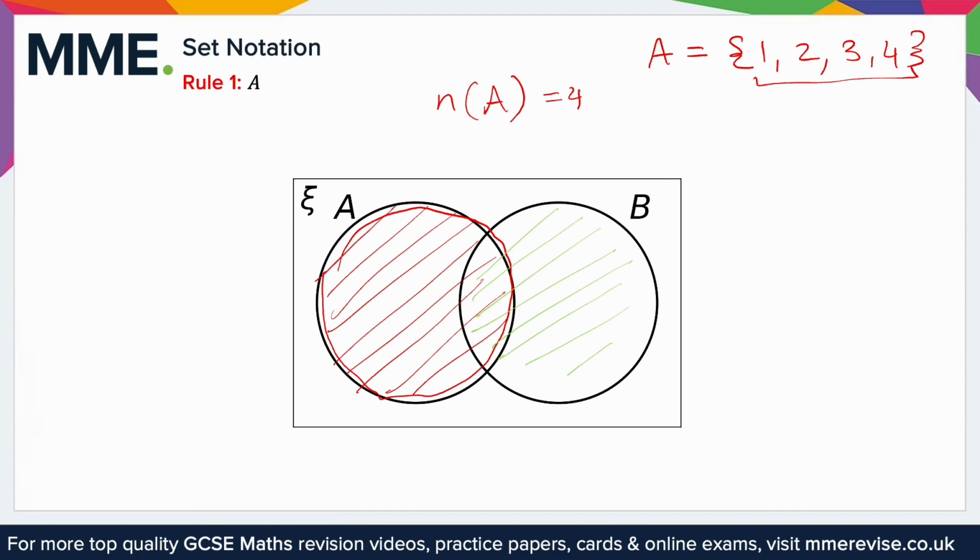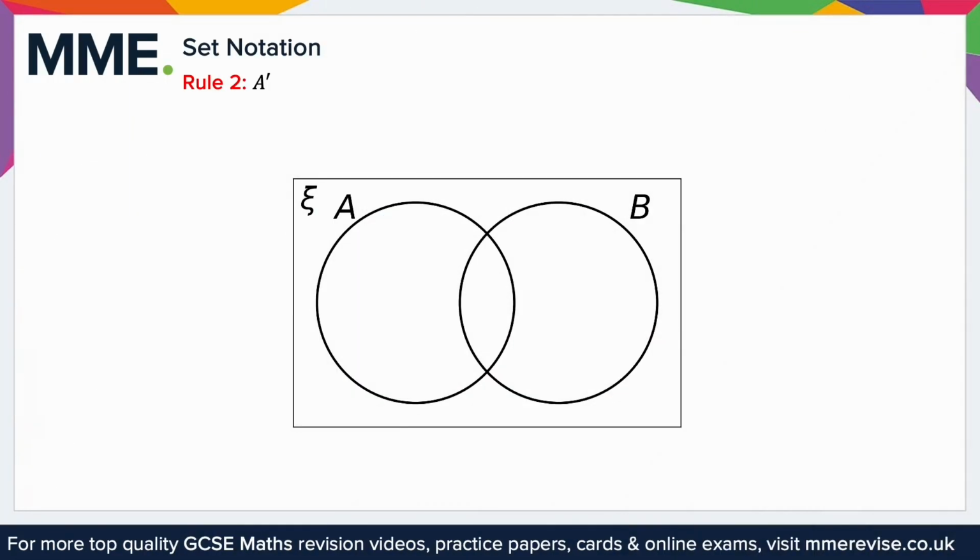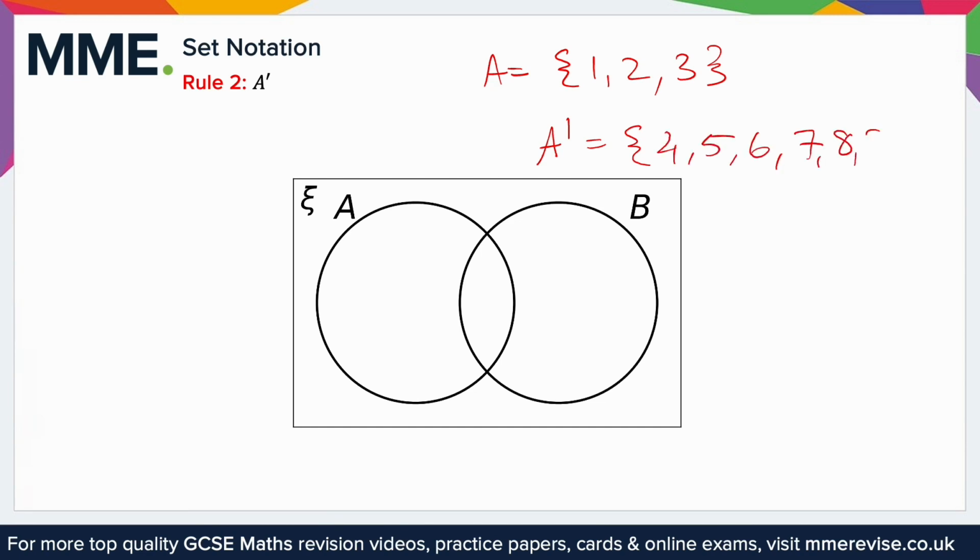A dash means everything that is not in A. The easy way to see this is if we decide that our set space is the numbers between 1 and 10, and we decide that A is the numbers 1, 2, and 3, then A dash would be all of the numbers between 1 and 10, except 1, 2, and 3. So in this case, 4, 5, 6, 7, 8, 9, and 10. Because if we put these two sets together, it still defines our whole set space.